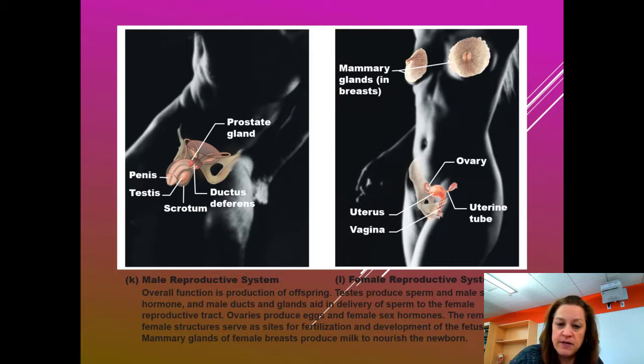Obviously, the reproductive organs are different in both males and females. The overall function is to facilitate the next generation, either by fertilization and conception, or in the woman, the growth and development of the baby prior to birth and after birth.